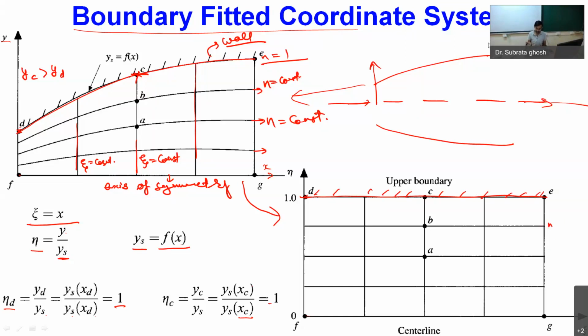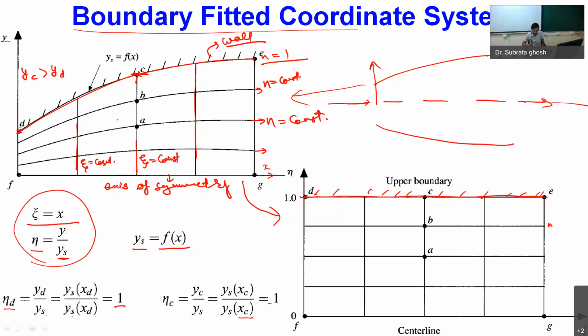boundary fitted coordinate system. The last example corresponded to a Cartesian coordinate system, where we had stretched or compressed meshes in the physical plane. In this example, we have a boundary fitted coordinate system, which, with the help of only algebraic manipulations, can be transformed from the xy non-uniform unstructured mesh to the zeta-eta uniform structured mesh system.